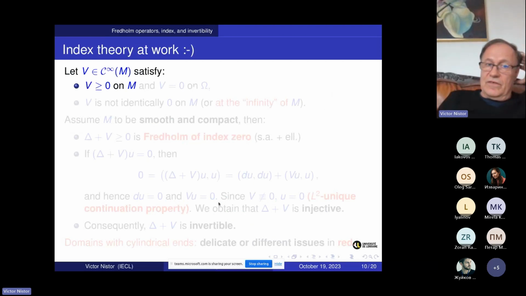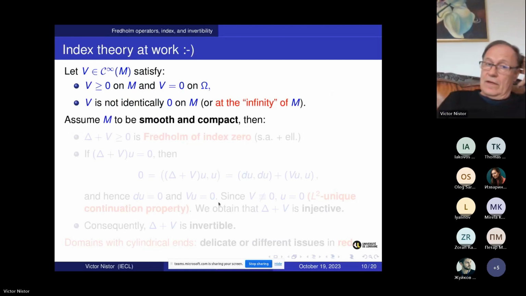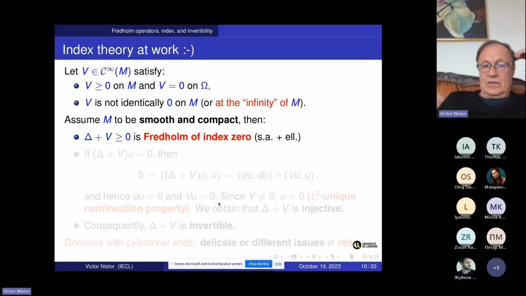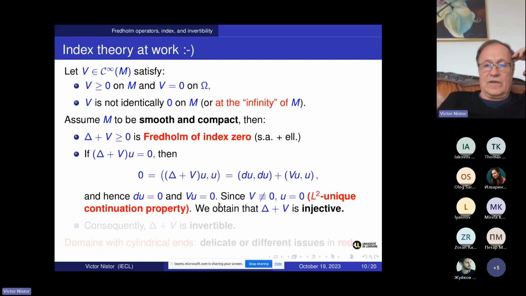So V is in C infinity, V is greater or equal to 0 on M. It is 0 on omega. We require V not to be identically equal to 0 on M. If we have something non-compact, it has to be non-zero also at infinity, whatever this means. Okay, now let's go to the smooth and compact case. So first of all, delta plus V is positive as an operator. So it's self-adjoint because it's formally self-adjoint and elliptic. Let's show that it's injective. We prove injectivity using energy estimates as usual.